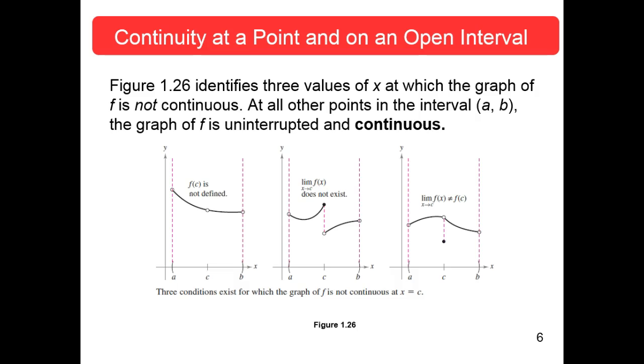This figure illustrates or identifies three values of x at which the graph of f is not continuous. At all other points on the interval a to b, when it says an interval, that's always the independent variable, the x, the horizontal axis, okay? On a to b, the graph of f is uninterrupted and continuous at every place else except on this one at c. Now, there's a couple things they're showing here. Every one of these intervals, a to b, they are what we call open intervals.